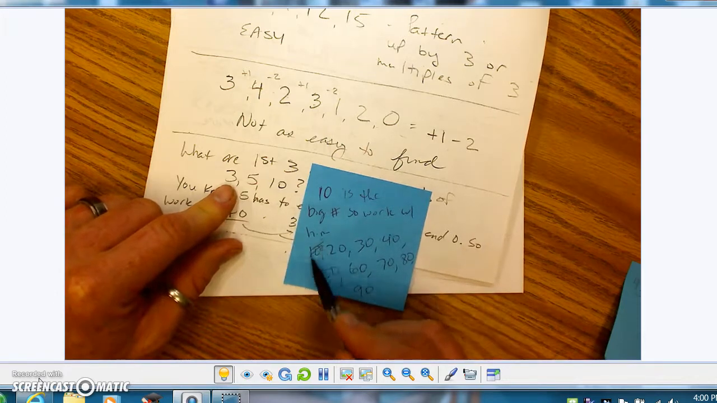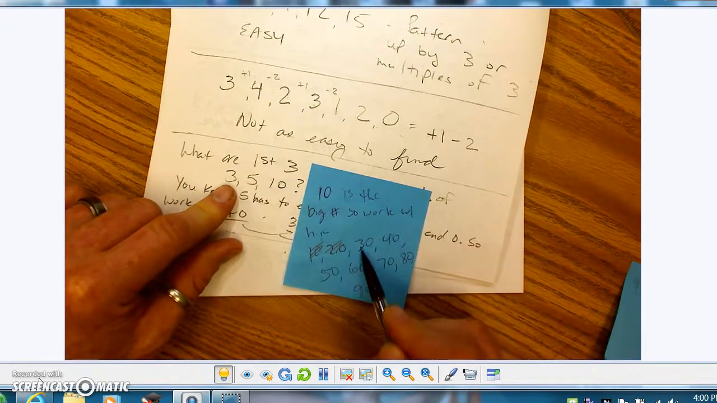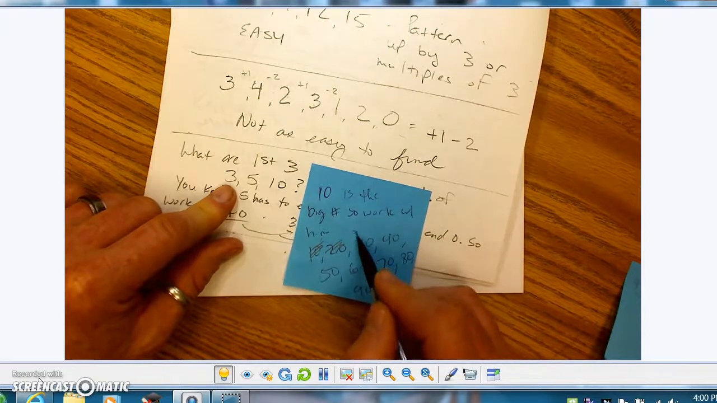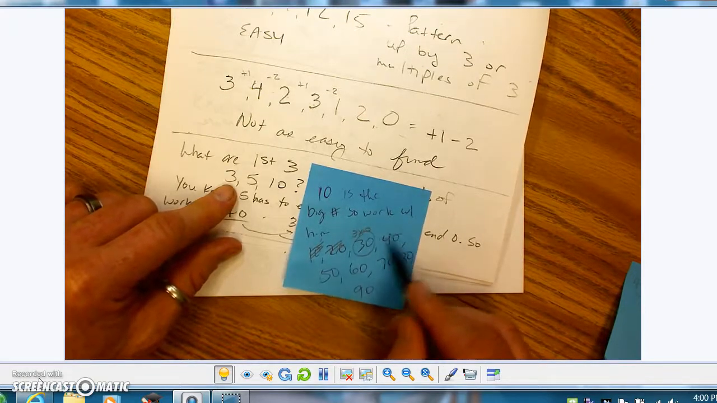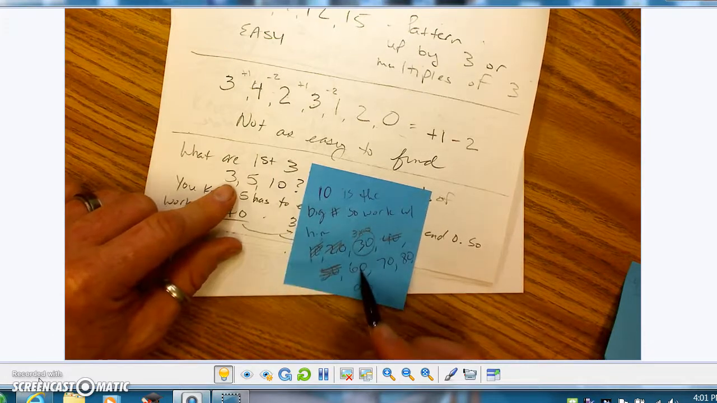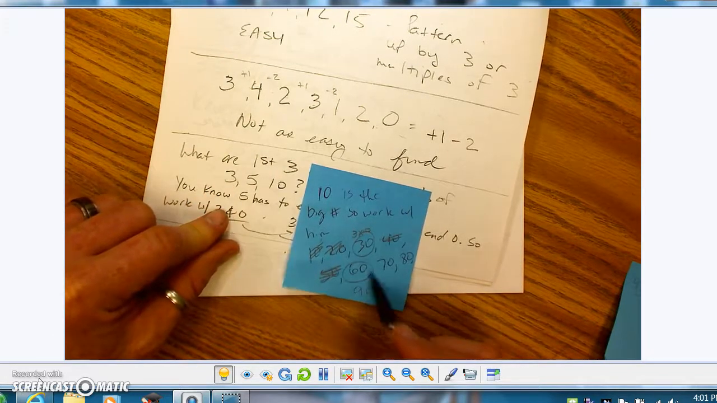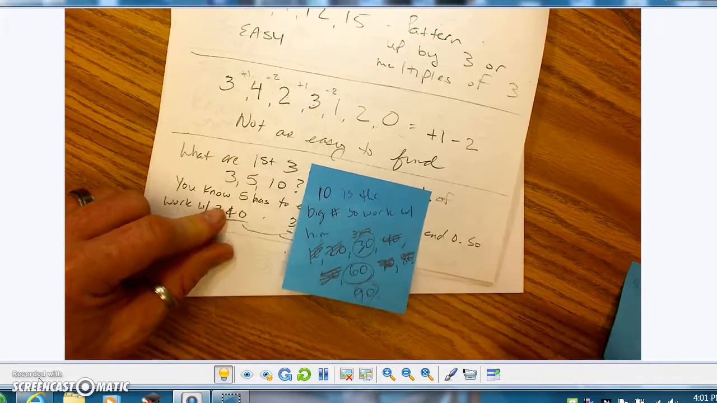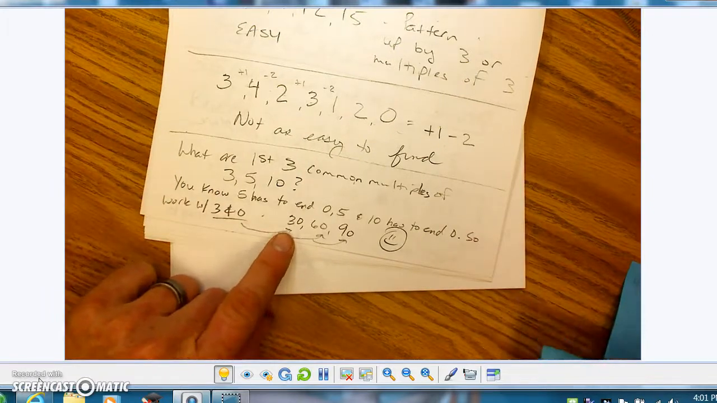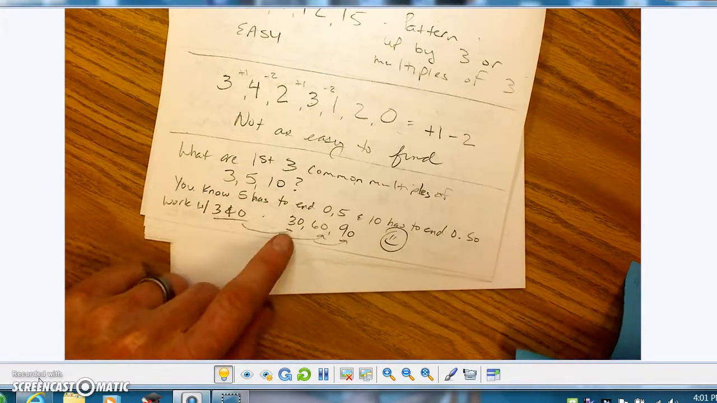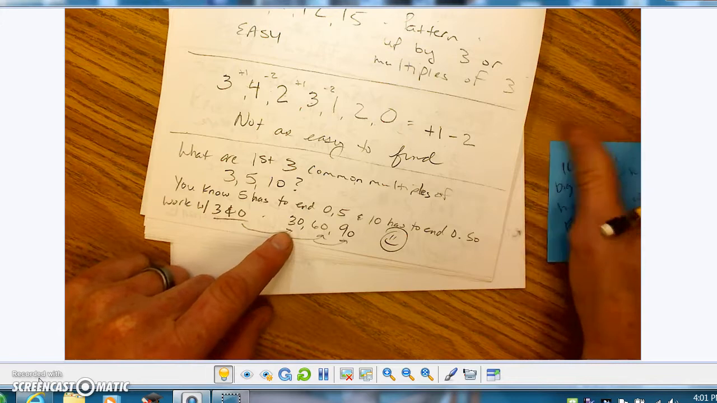Can't go into 10. Can't go into 20. Can go into 30, right? 3 times 10 is 30. So that guy. Can't go into 40. Can't go into 50. Could do 60, right? 3 times 20. And then can't do that. Can't do that. And then 3 times 30 is 90. So our common multiples of 3, 5, and 10 would be 30, 60, and 90.